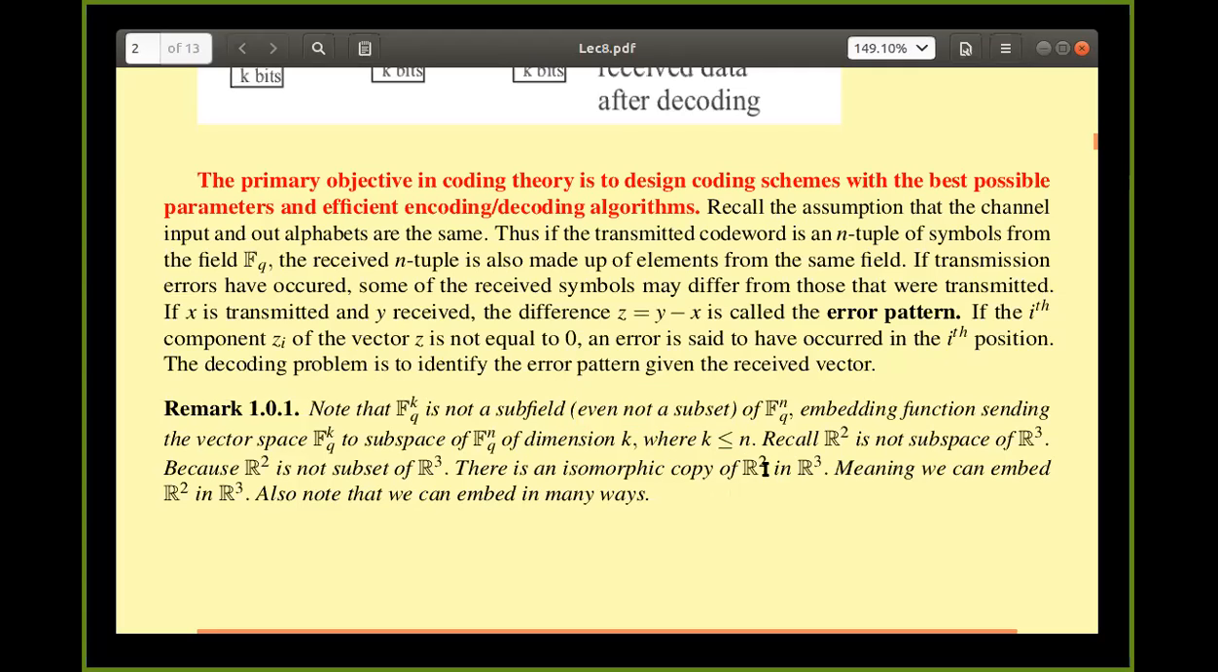If you still don't understand, recall that R square is not a subspace of R cube. Generally we say so, but R2 is not even a subset of R3. There is an isomorphic copy of R2 in R3, meaning we can embed R2 in R3. So how many ways can you do that embedding? Somebody can answer: how many ways can you embed R2 in R3?